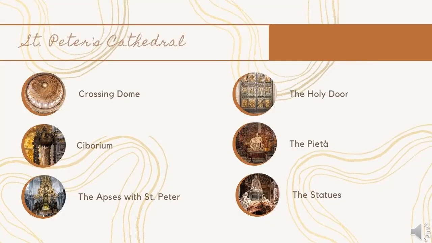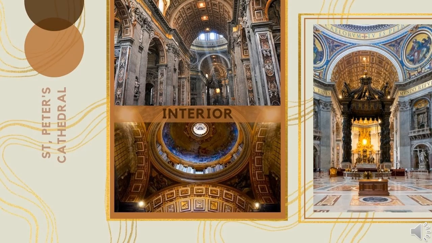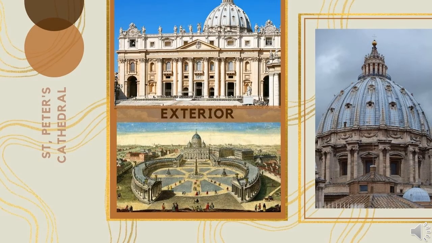These are the unique things St. Peter's Cathedral has. First is the crossing dome, ciborium, the apses with St. Peter, the Holy Door, the Pieta, and the statues. This is the interior of St. Peter's Cathedral, while this is the exterior of St. Peter's Cathedral.